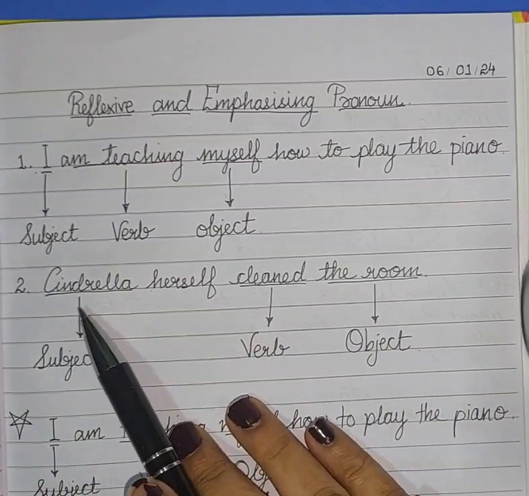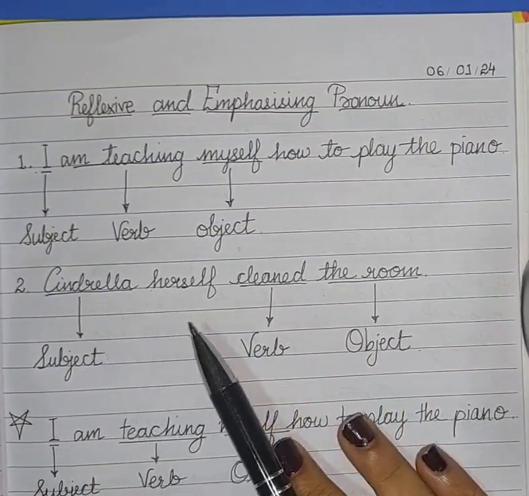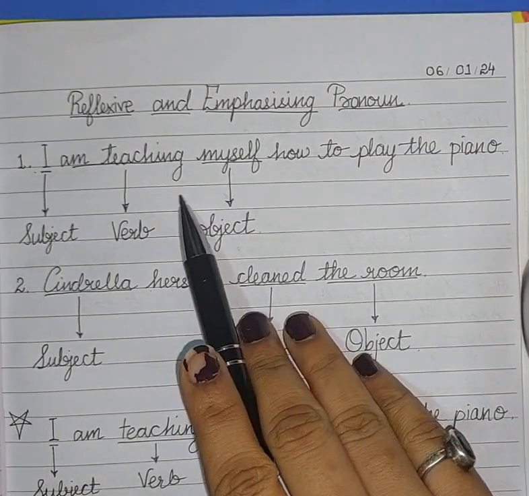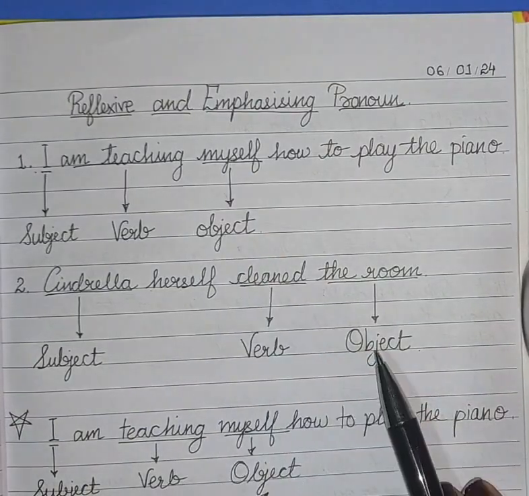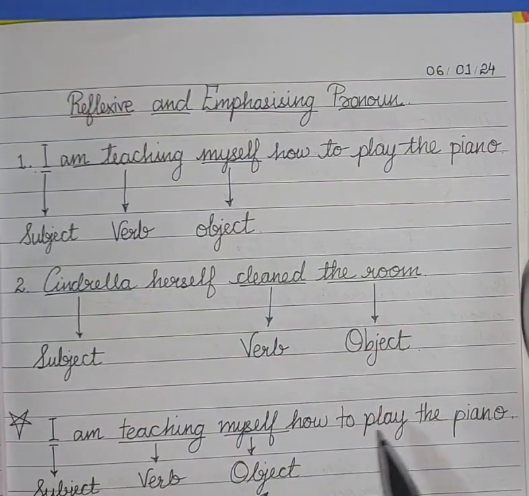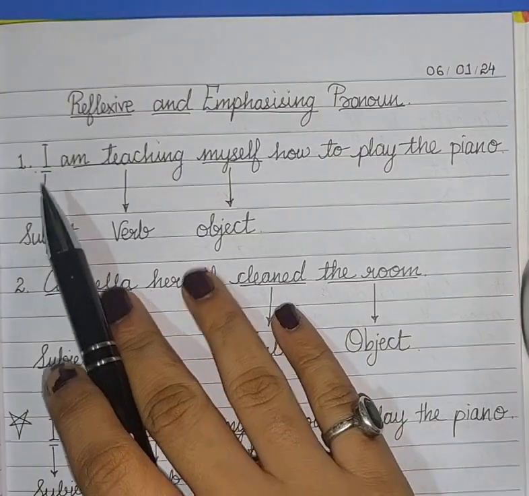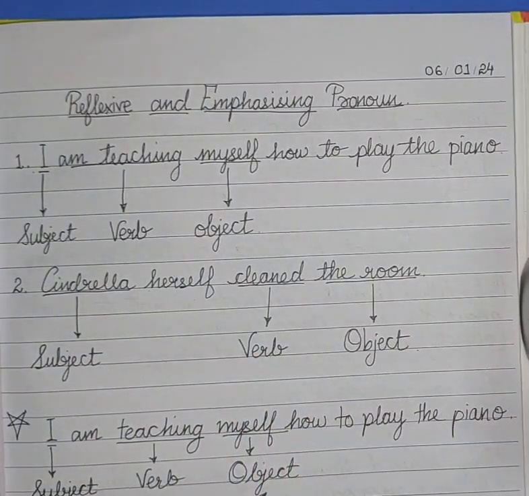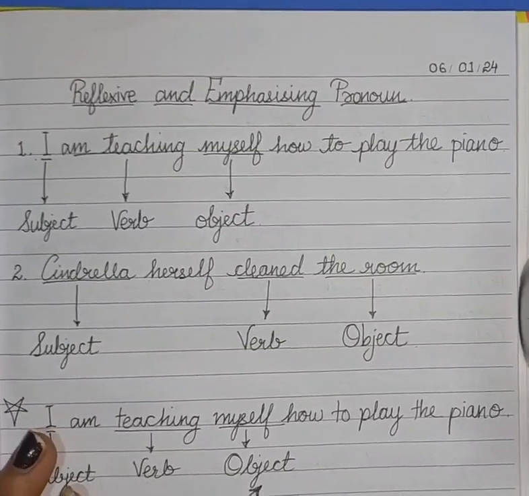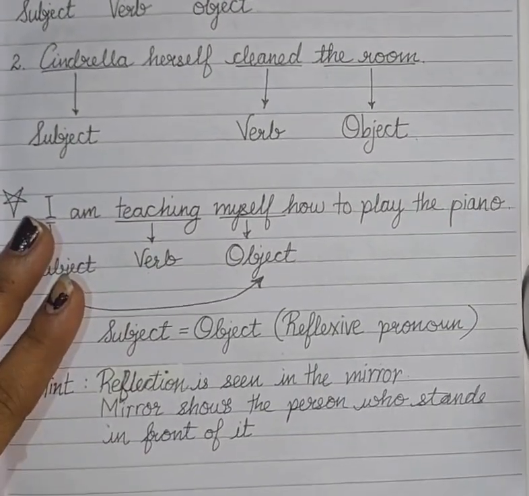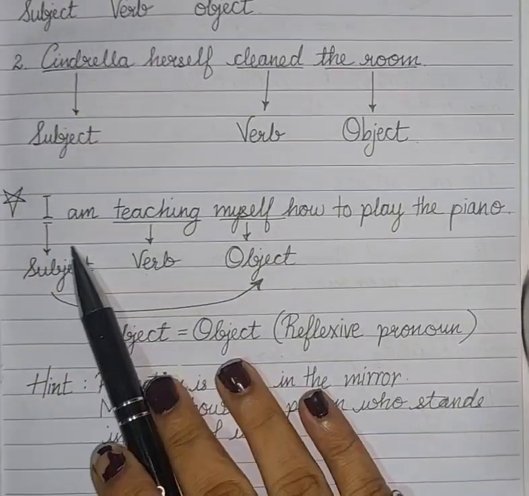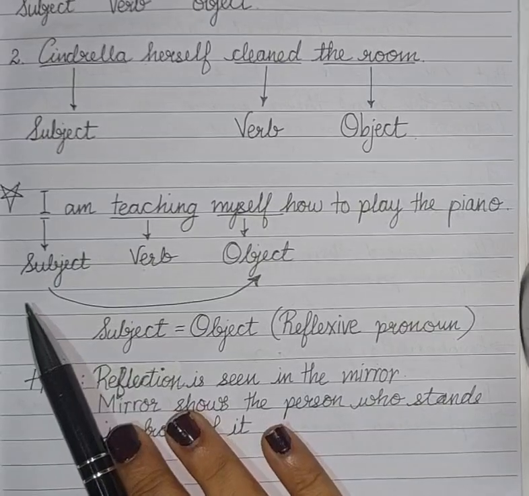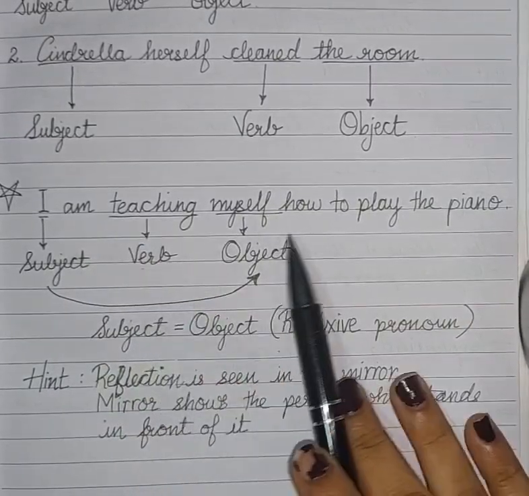And now look at this sentence. Cinderella herself cleaned the room. Okay, these are the two sentences in which you can see that the object varies. So here, I am teaching myself how to play the piano. Now let's see this example. I am teaching myself how to play the piano. Here I is the subject, I am teaching is the verb, and myself is the object.